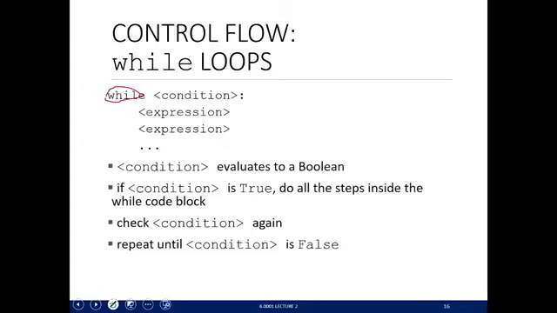Okay? So that's basically how a while loop works. We have while, that's the keyword. The condition is something that gets evaluated to true or false. And once again, we have a code block that's indented, and it tells Python, these are the expressions I want to do as long as the condition is true. So if the condition is true, you evaluate every expression in the code block. When you reach the end of the code block, you check the condition again. If it's still true, you keep doing the expressions, check it again, and so on.